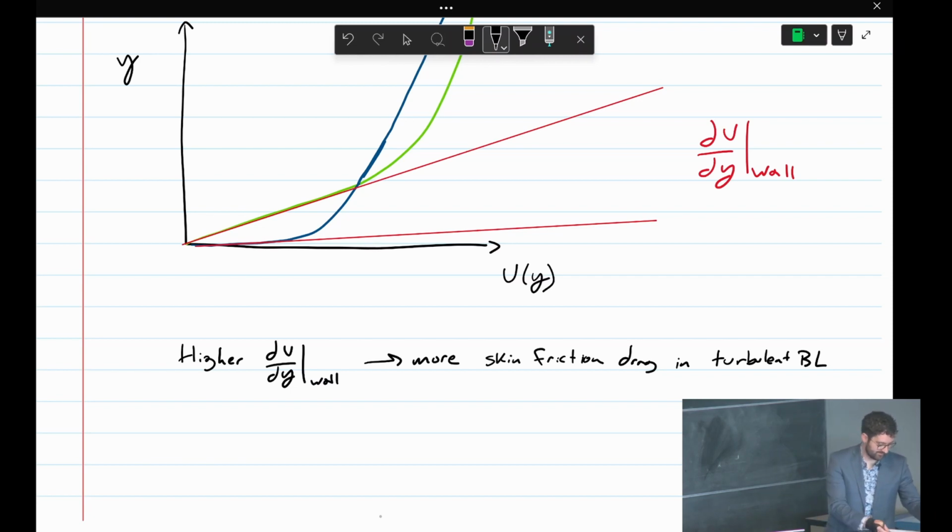So this is actually a problem in a lot of industries. If you have a long, smooth surface that you're pulling through water, you want to try and get the boundary layer as laminar as possible, because as soon as you get that transition to turbulence, you get a higher wall shear stress and you need to add force in order to keep pulling it.